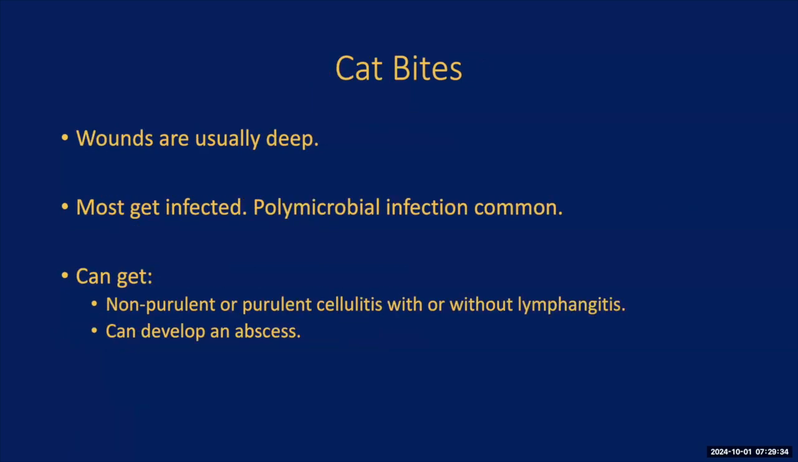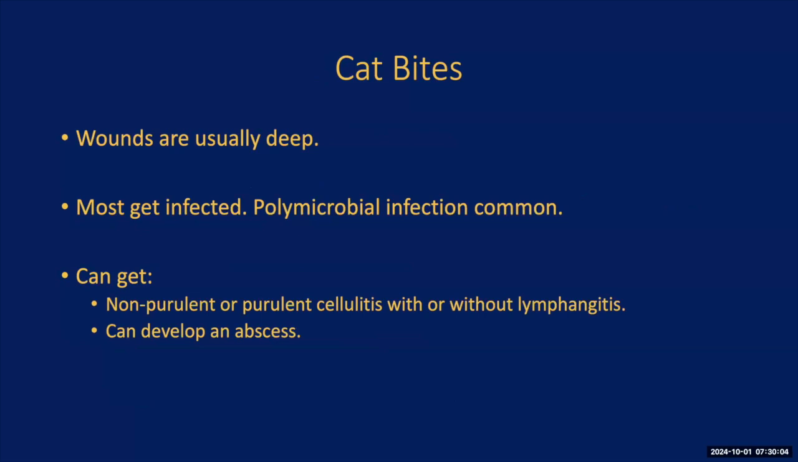So talking a little bit about cat bites to begin with. The anatomy of the teeth of cats is such that the wounds are typically very deep and penetrating. And that might not be visible on superficial inspection. So if there is a cat bite, one ought to assume that the wound is deeper than what it seems. And most of these get infected.